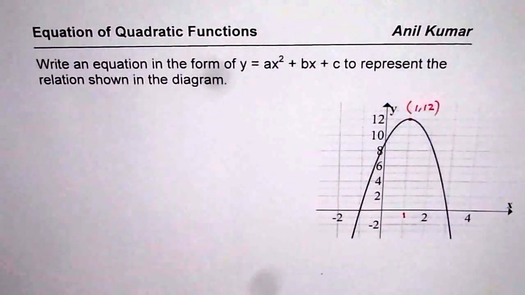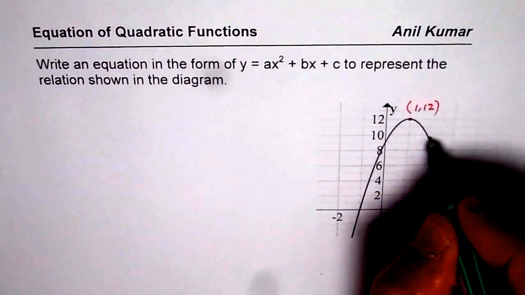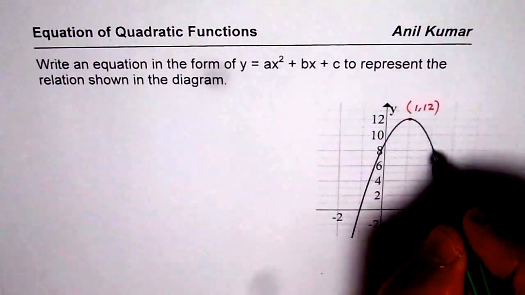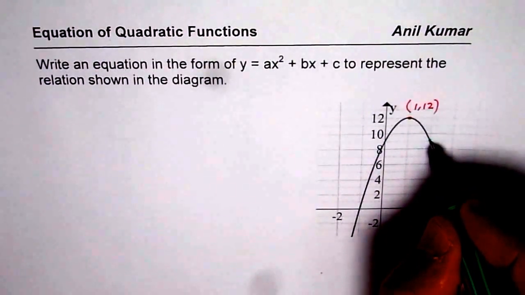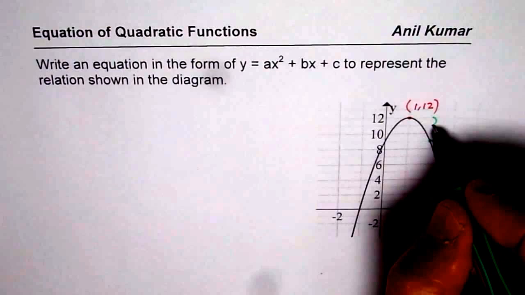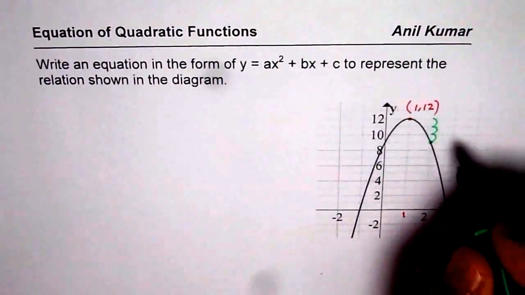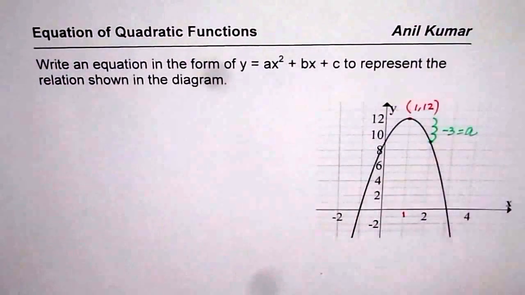And the second critical point from this graph is when you move one unit to the right from the vertex, where does the graph cut the y value? What is the y value? What we find here is the steps: 1, 2, 3 steps. 3 steps down means minus 3, and that is the value of a.